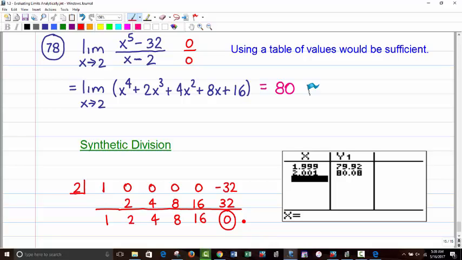So the bottom row of these are coefficients, and so if you started with x to the 5th, that means your first one on the bottom will be x to the 4th. So it's x to the fourth plus 2x cubed plus 4x squared plus 8x plus 16. So that's where this comes from, right here. That bottom row right there. You put 2 in there, you get exactly 80. But this would have worked also right there too. So, all right. Well, I believe that concludes this video for finding limits analytically, aka algebraically.